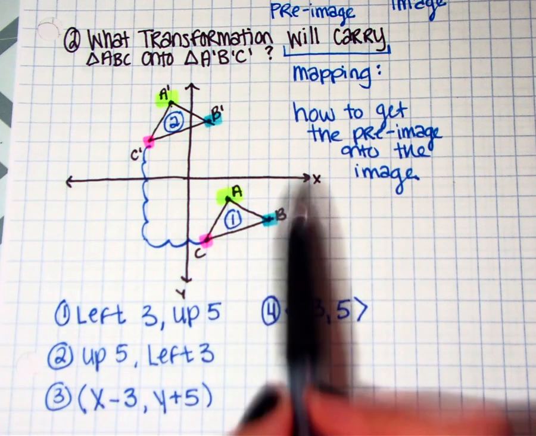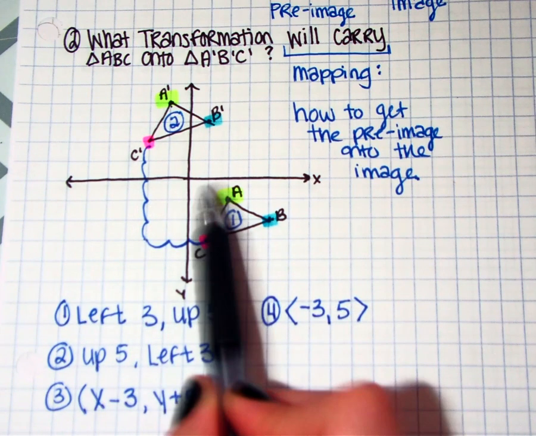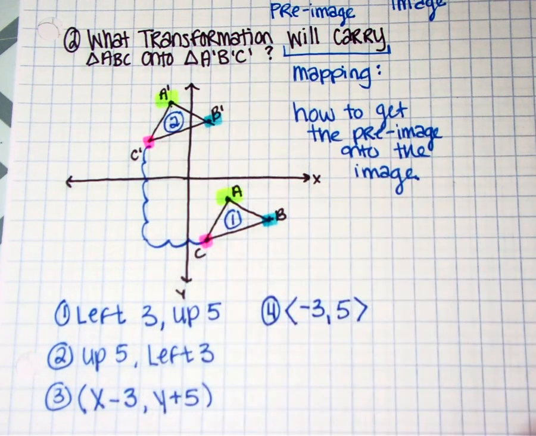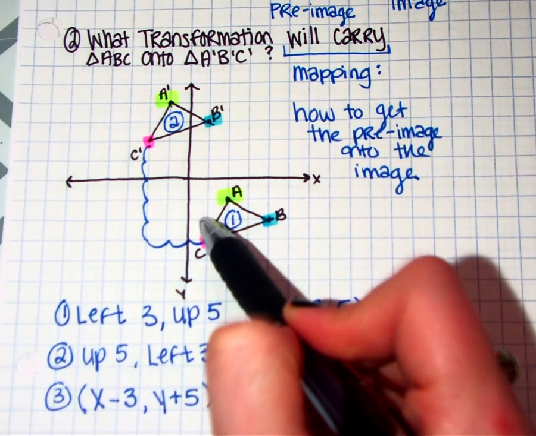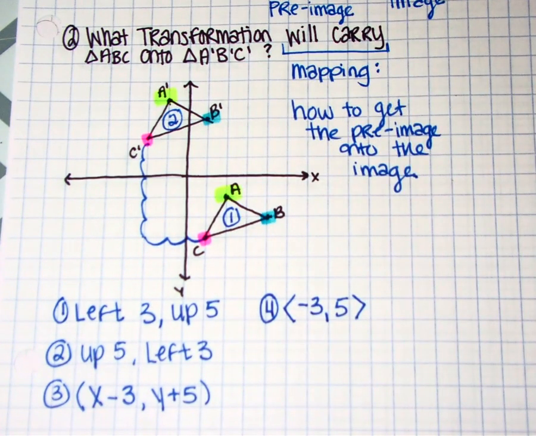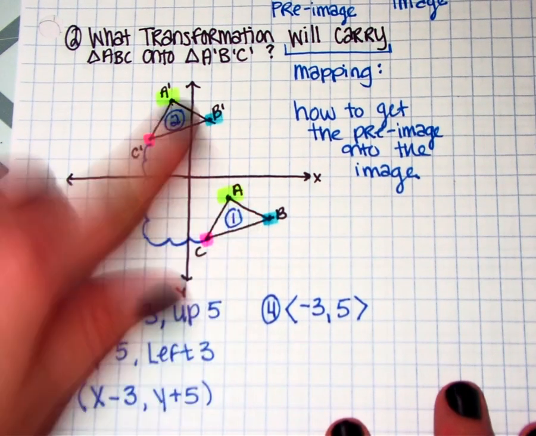If you want to check the other points, it should work the same way. So let's see, to get from A to A prime, we'd go left 1, 2, 3, and up 1, 2, 3, 4, 5. So it worked again for A prime. And B, left 1, 2, 3, up 1, 2, 3, 4, 5. So notice how the shape does shift at the same speed, at the same direction. Nothing's lagging behind. So this is a proper translation. Translation just means slide. So we're just taking the shape and sliding it this way.